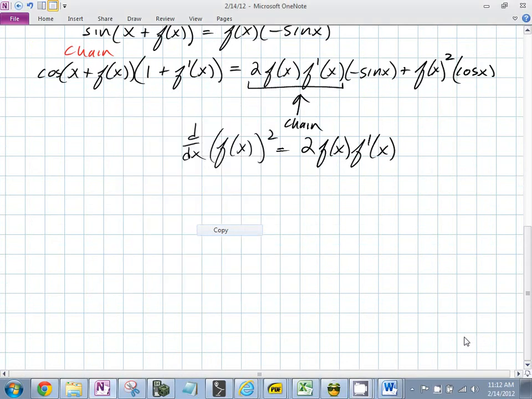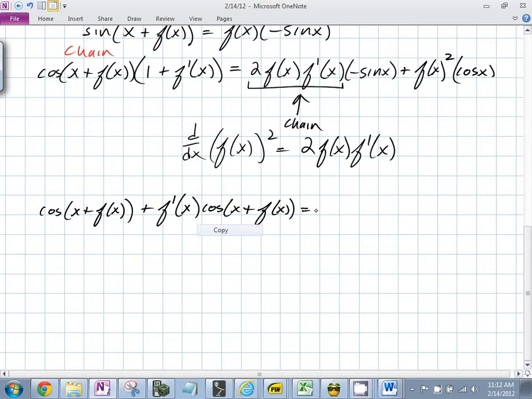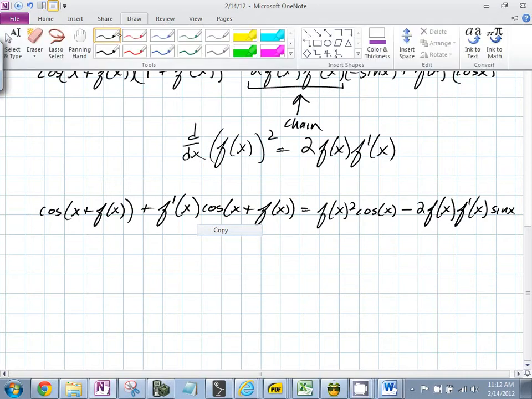So we need to multiply this out a little bit. So we end up with cosine of x plus f of x times 1 plus f prime of x, I'm just distributing out the left-hand side, cosine x plus f of x equals, I'll put it first, f of x squared cosine x minus what? Minus 2 f of x f prime of x sine x. I just rearranged it, that's it. So what am I trying to isolate? F prime. So f prime is right there, and f prime is right there.